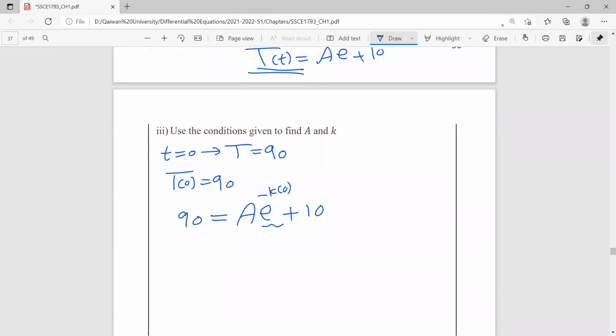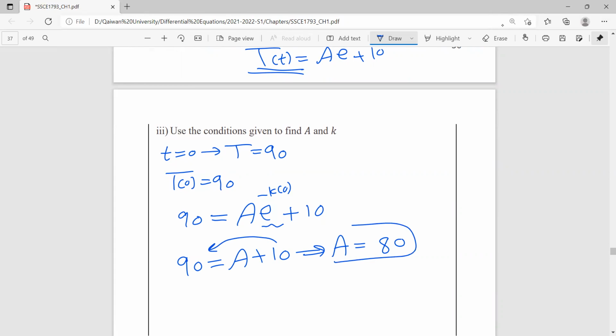And this equals 1 because e to the power minus K times 0 is e to the power 0, and e to the power 0 is 1. We get 90 equals A plus 10, and so A is 80. We move this to the other side, it becomes negative. 90 minus 10 is 80. This is the value of A.